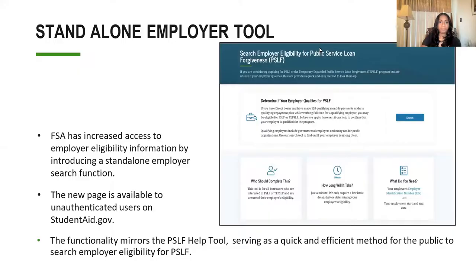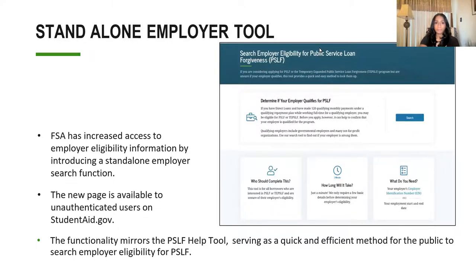Next slide. So we're going to talk about the help tool, but I also want to flag that we now have this handy dandy, very cool standalone employer tool. It's hooked up to the same database as our PSLF help tool. So it'll enable you to see in our system whether your employer comes up as eligible, right? And so it's freestanding, public facing. So you don't have to have a studentaid.gov account to use it as you do for the PSLF help tool. So just want to flag that. But when you get ready to apply for PSLF, you want to use the help tool. And we're going to talk about that now.